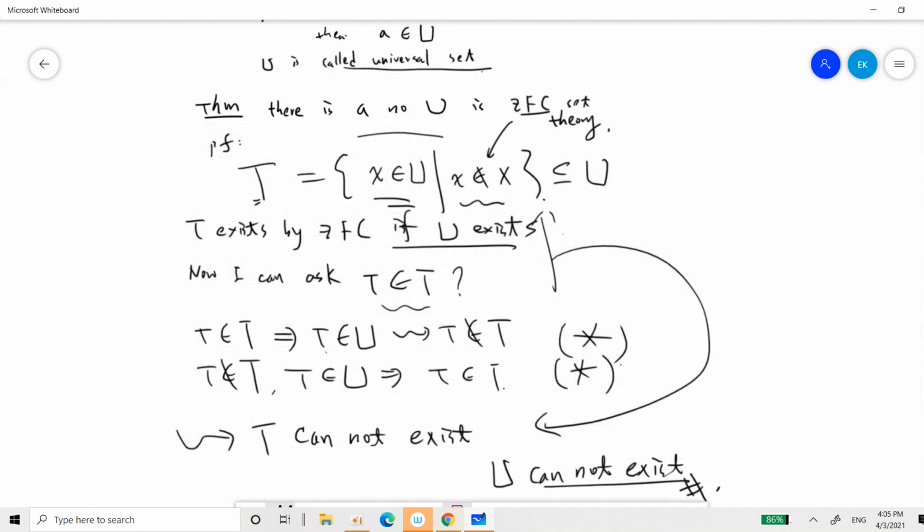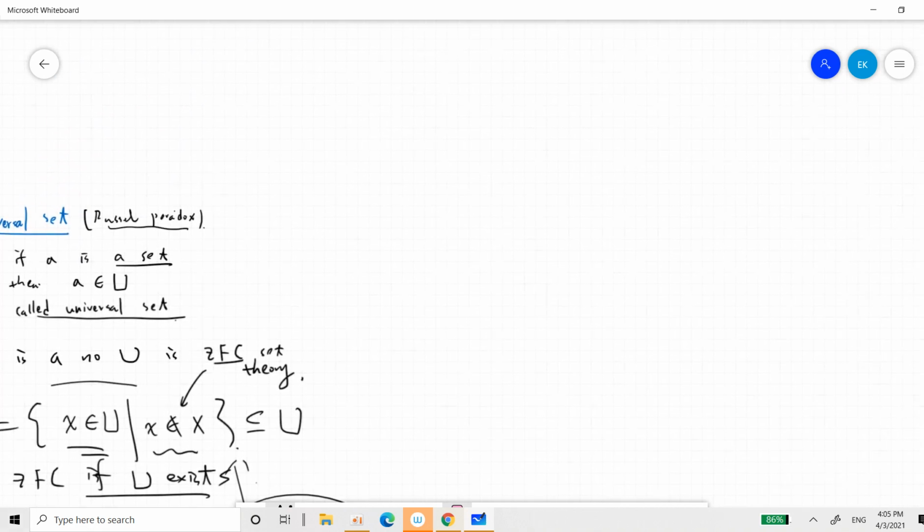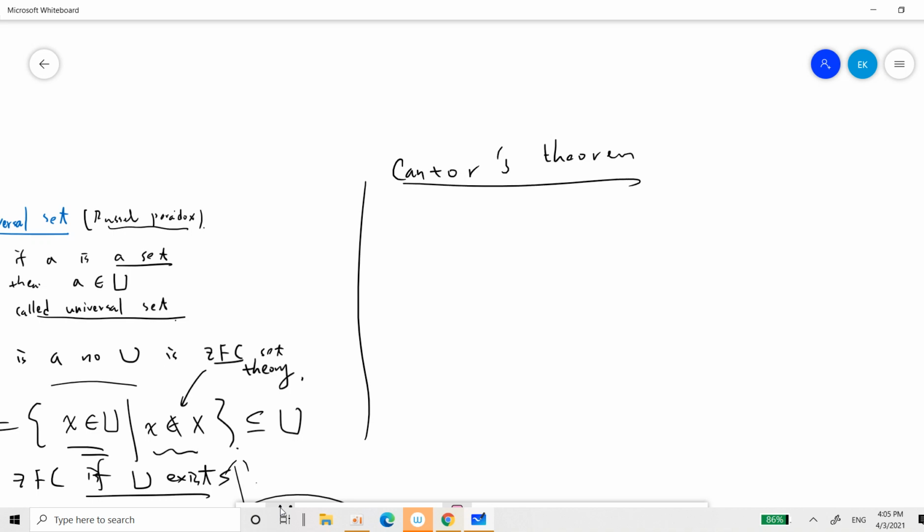Let's talk about another proof. Another proof uses Cantor's theorem. If you do not know Cantor's theorem, you can go back to my channel, I think it's in the set theory playlist. It says that if A is a non-empty set, then the cardinality of the power set of A is greater than that of A.